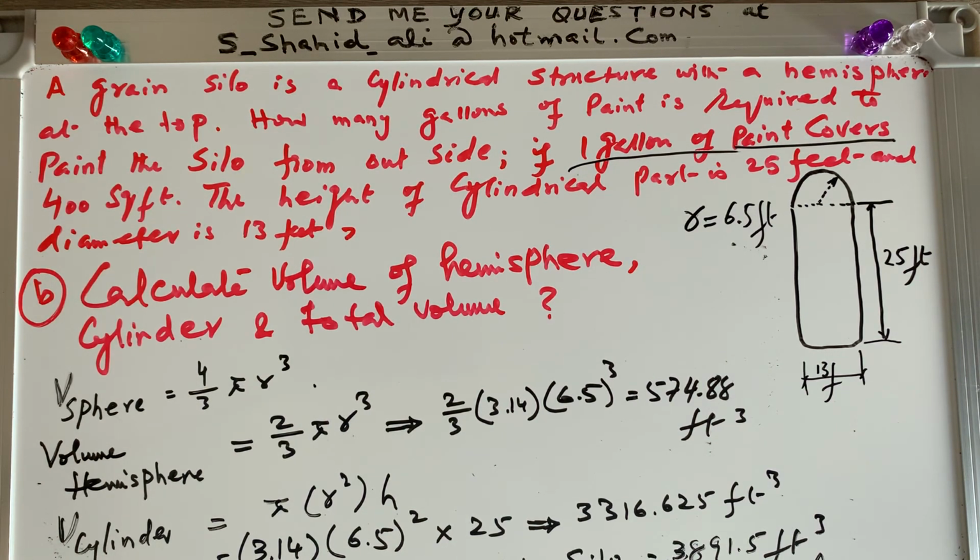So we calculated the volume of the sphere. We have the formula 4 by 3 pi r cube for the volume of the sphere, but the hemisphere is half of it, so we took half, and then we calculated. And the volume of the cylinder is pi r square h. So we solved both our parts.